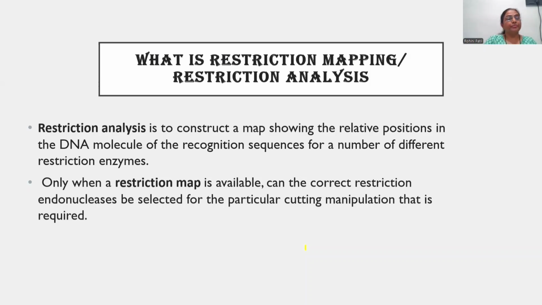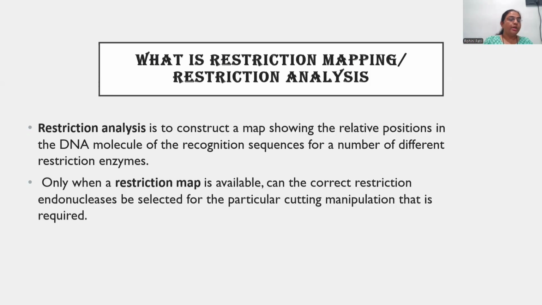Okay, and here the restriction map means what? There is the allocation of the restriction sites over a given DNA molecule, and that is what is called restriction analysis. This restriction map is required for the correct restriction endonucleases to be selected when you have to go for the manipulation of the DNA.